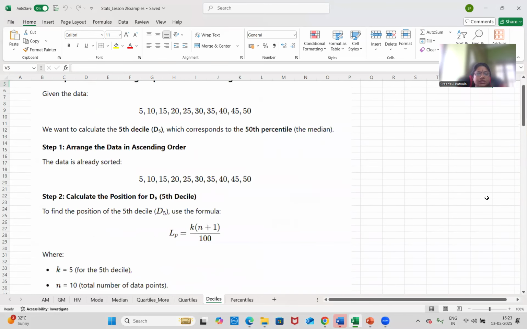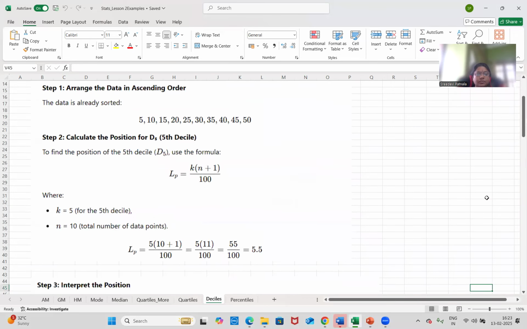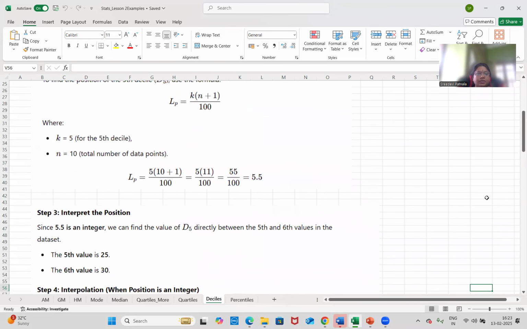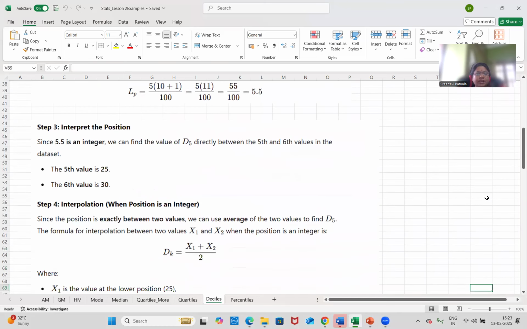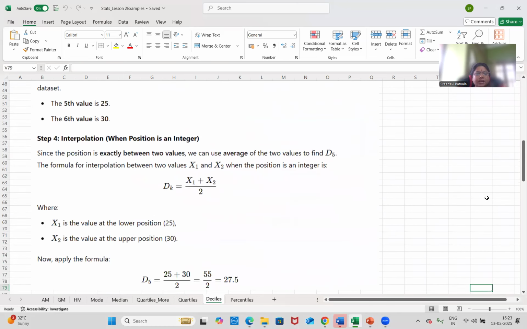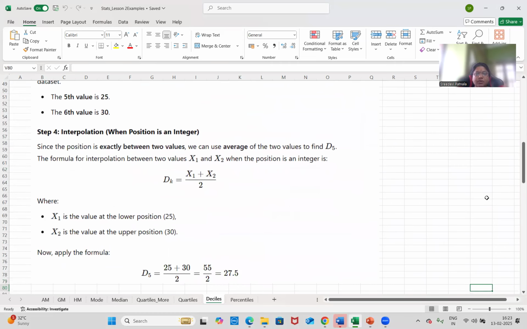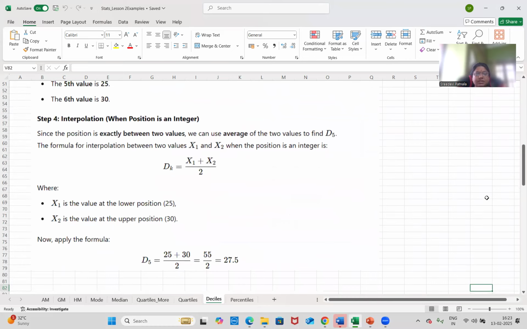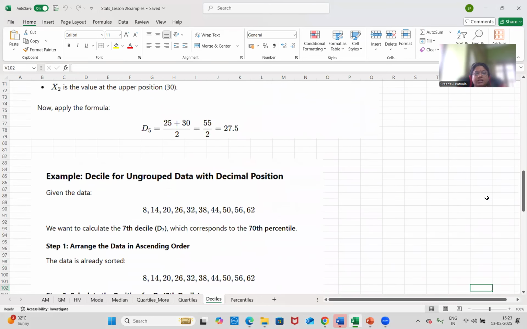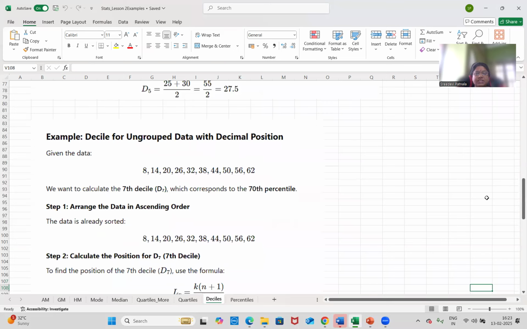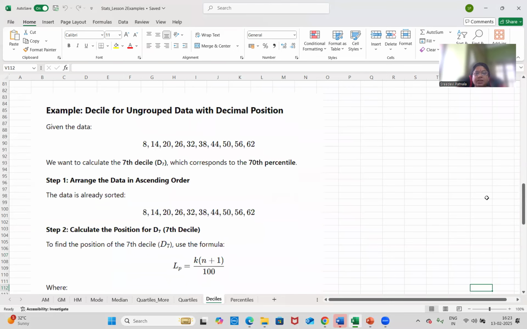Sorry, I'm too fast in this. Okay, N is your total number and you substitute the value, and we have put 25 and 30. That averaging is used when the position is an integer. When it is a decimal, there is a different formula. Just put that in and you will get it. Now the next example is with a decimal position.